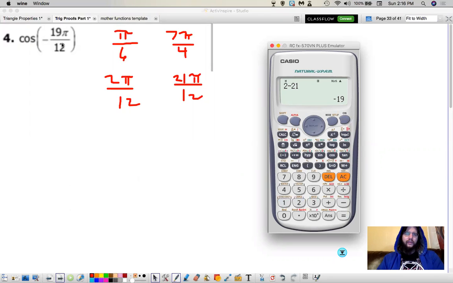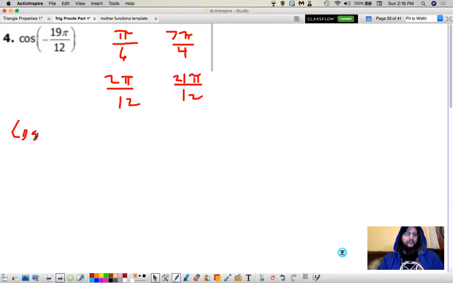That's going to be our A, that's going to be our B. We're subtracting with cosine. I knew it was going to be subtracting because we have a negative there. That's a big giveaway that you've got to use subtraction. That's going to be cosine of 2 pi over 12. Should simplify it: pi over 6 minus 7 pi over 4. This is our A. This is our B. Negative sign doesn't matter.